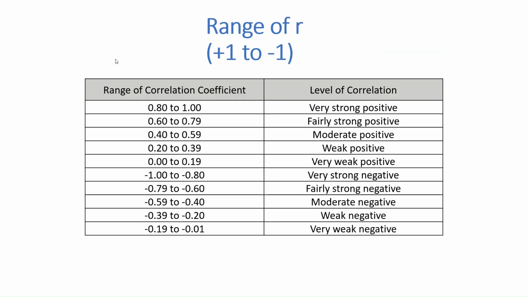Let's go to the table of the range. So if we look into this table, we can see that the value of r which we have calculated lies in the first row. That means there is a very strong positive correlation between the variables x and y, that is, as our observed r is 0.8607, it is very near to +1. That means there is a very strong positive correlation between the variables x and y.